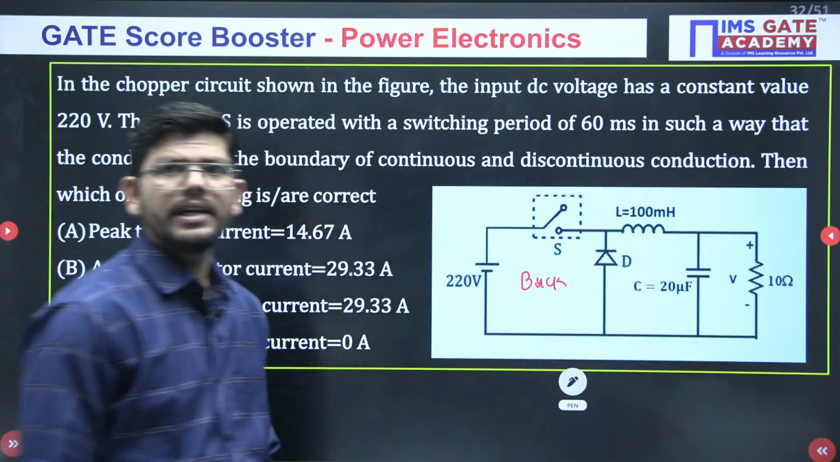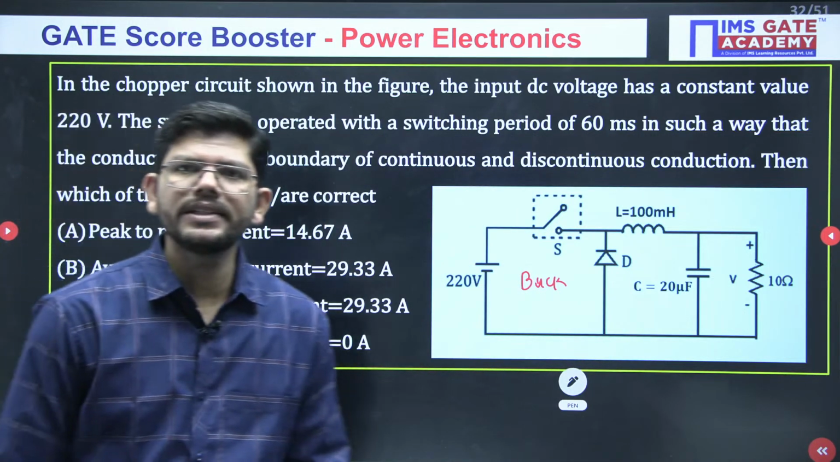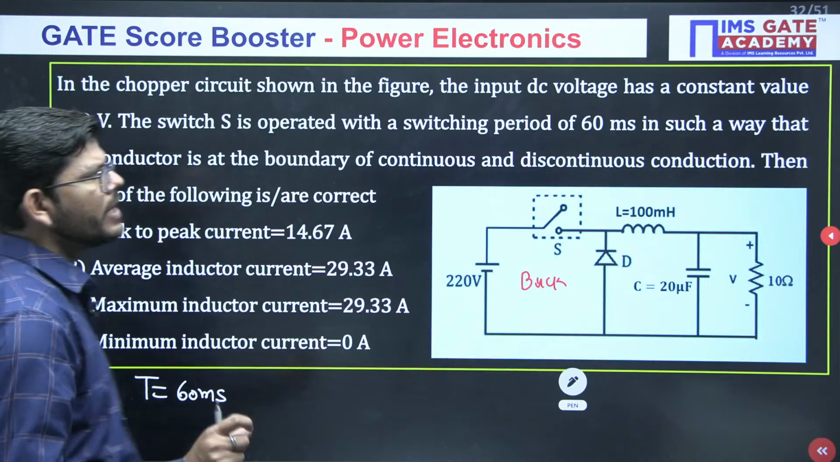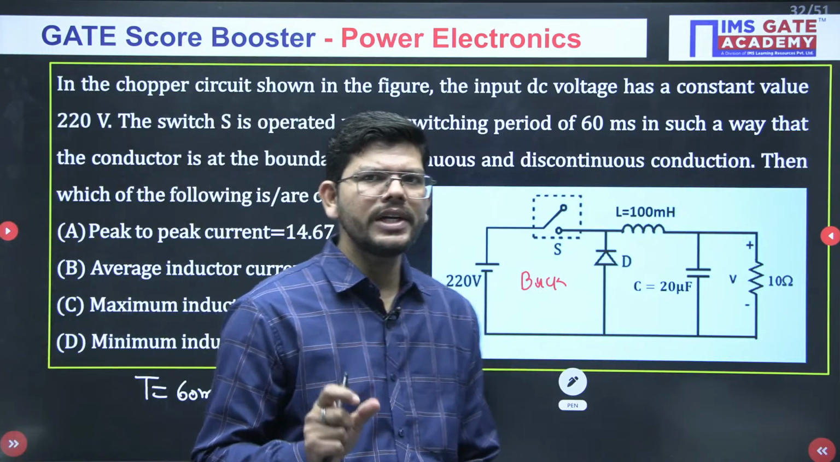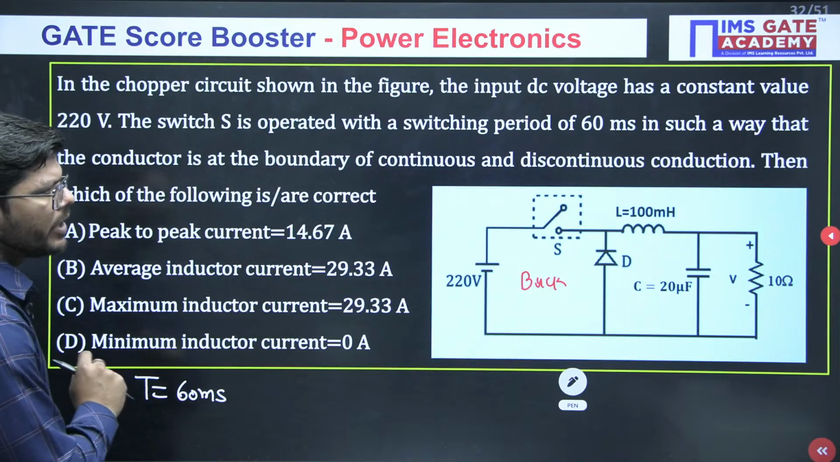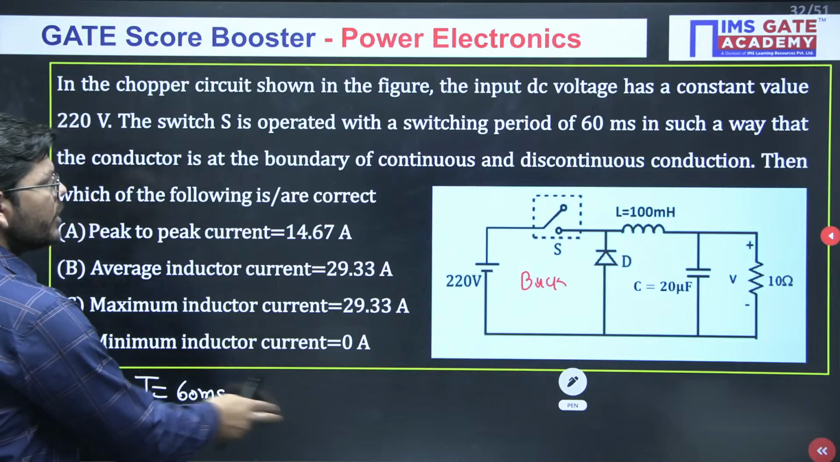Okay. So the time is over. And what answers? Nilmesh is saying C and D. Very good. So just see. The converter is operating at the boundary of continuous and discontinuous mode. And what has been given to us? Only the value of time period. We don't know the value of D even.